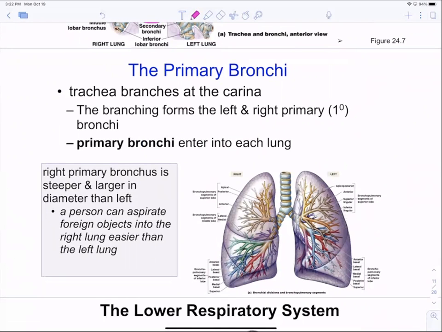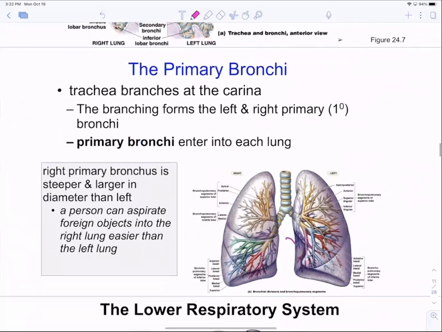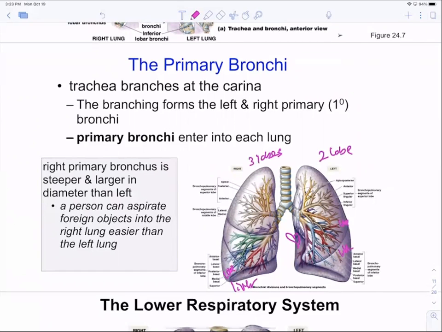Things to note: the right lung is thicker because the heart is slightly to the left, and it makes the left lung a little thinner. The right lung tends to be a little shorter because the liver is on this side. So they have different sizes and shapes. The right lung also has 3 lobes, and the left lung only has 2 lobes. So this is showing you lobe, lobe, lobe, lobe, lobe.